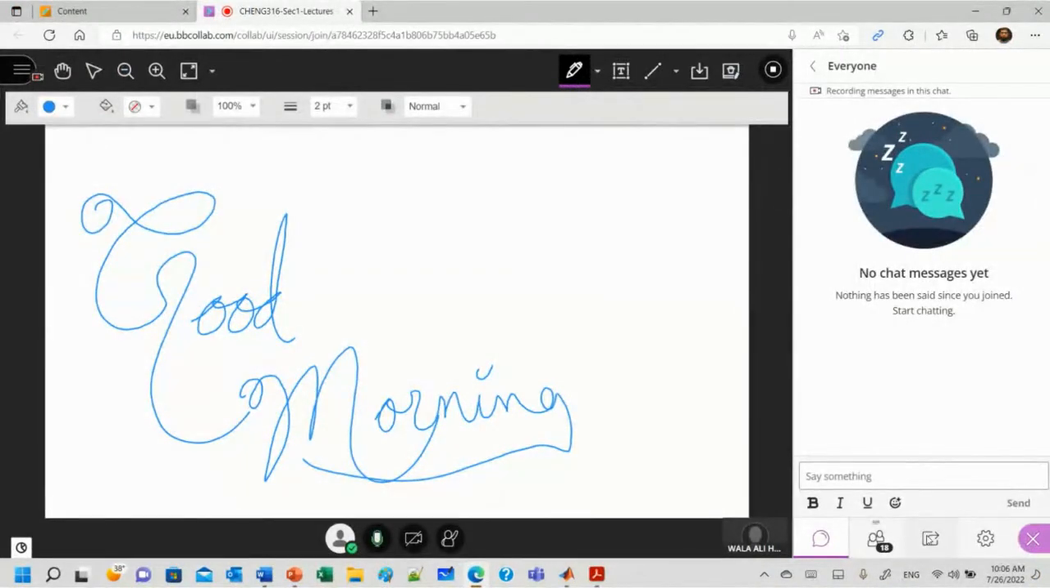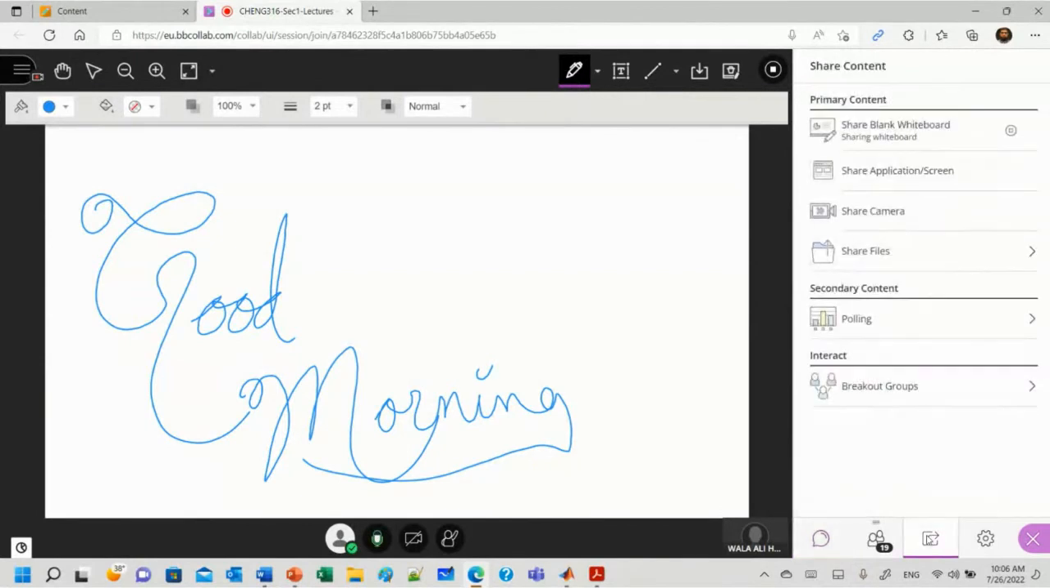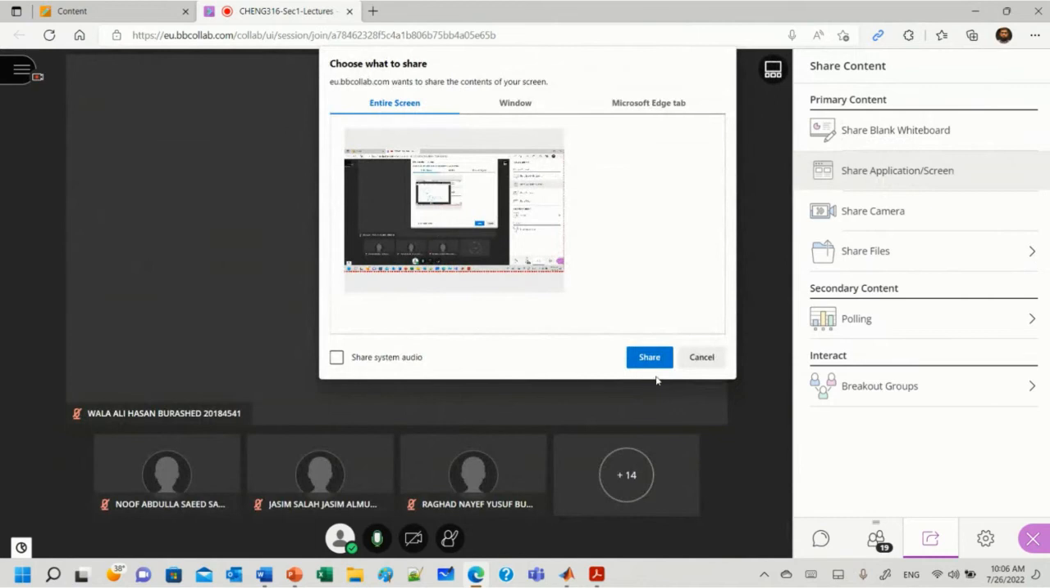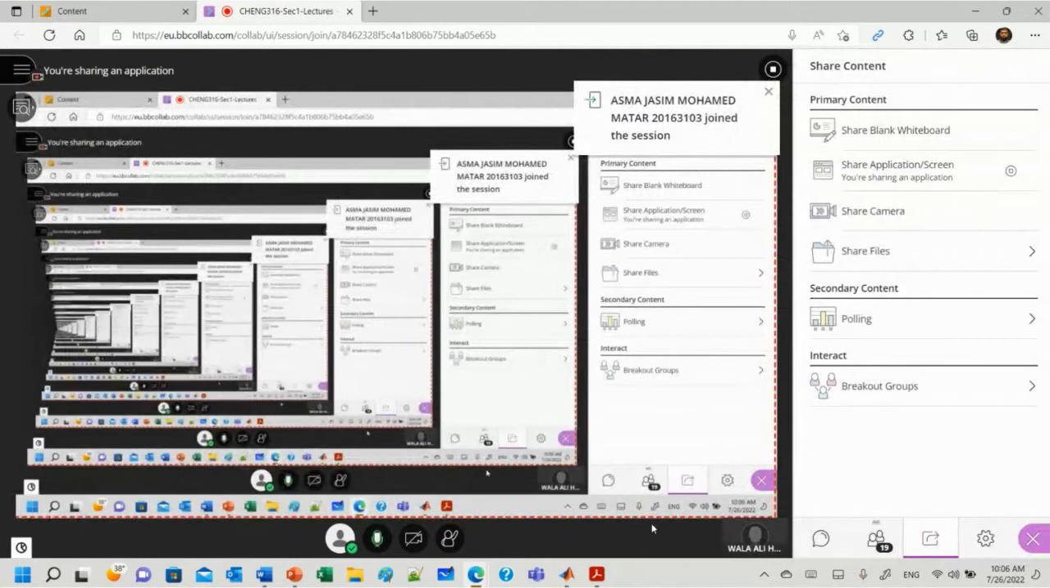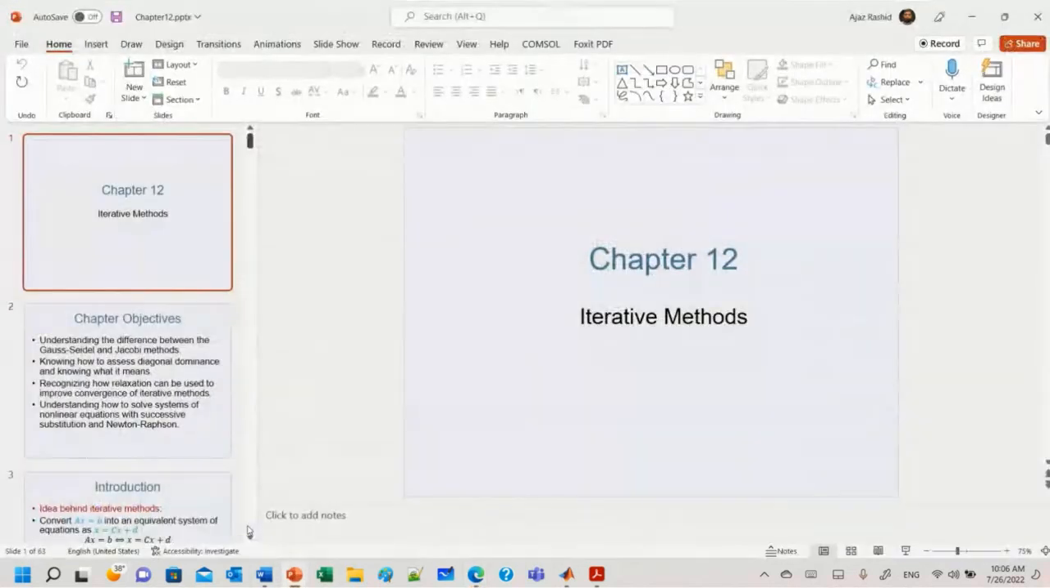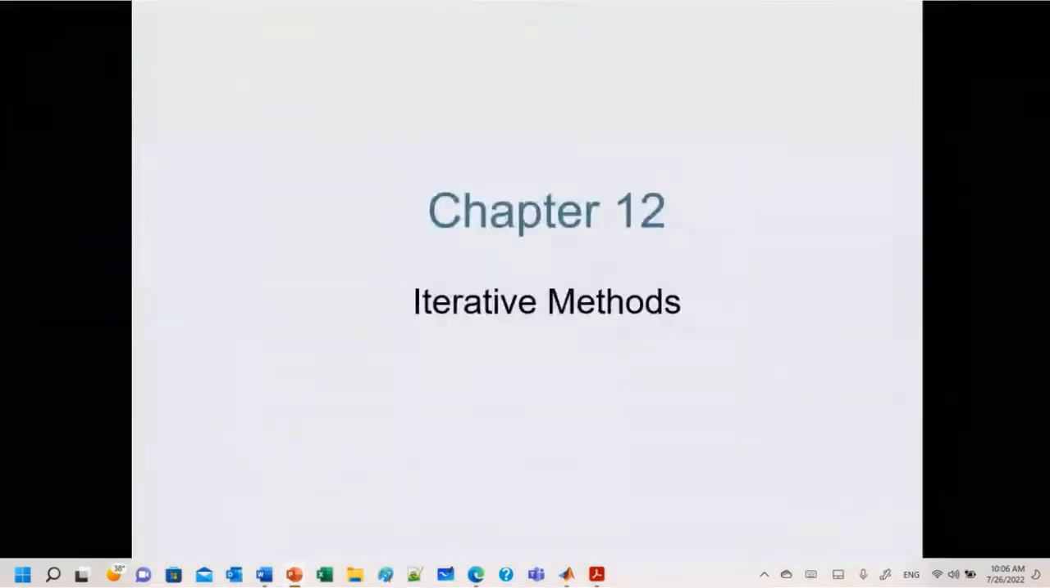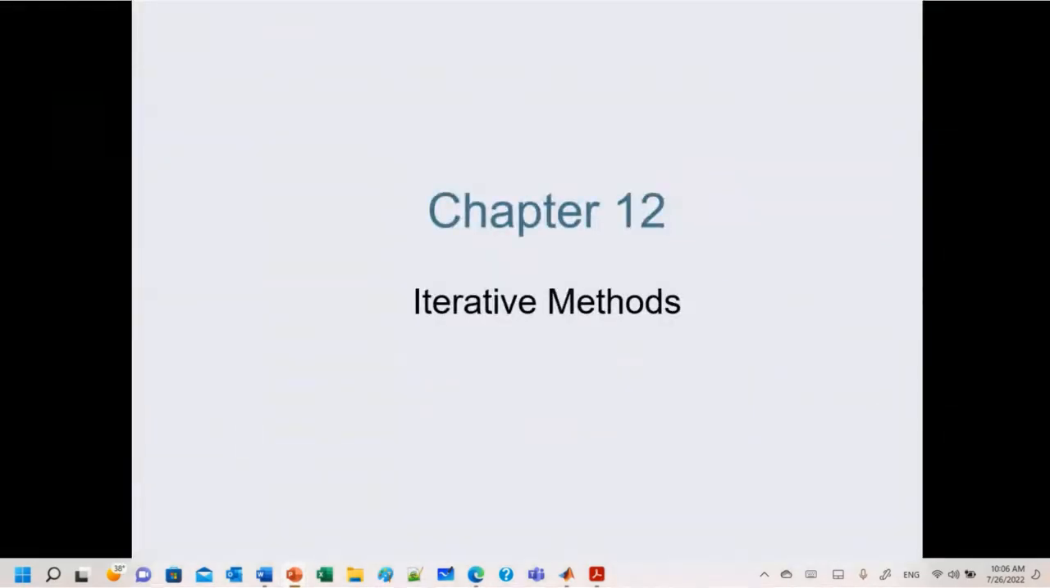We finished chapter 9, which was about Gauss elimination, and we will start today with chapter 12. So we are not going to take chapter 10 and chapter 11. We'll move on to chapter 12. And chapter 12 is about iterative methods for solving systems of linear equations.